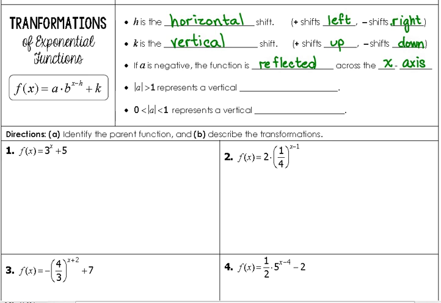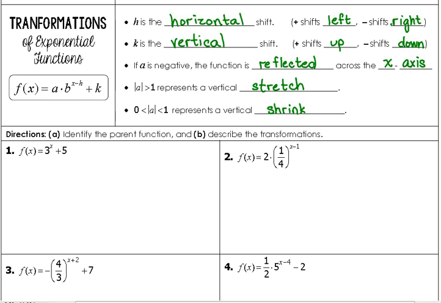If the absolute value of A is greater than 1, that represents a vertical stretch. And if it's between 0 and 1, that represents a vertical shrink. Okay, so let's look at some examples.